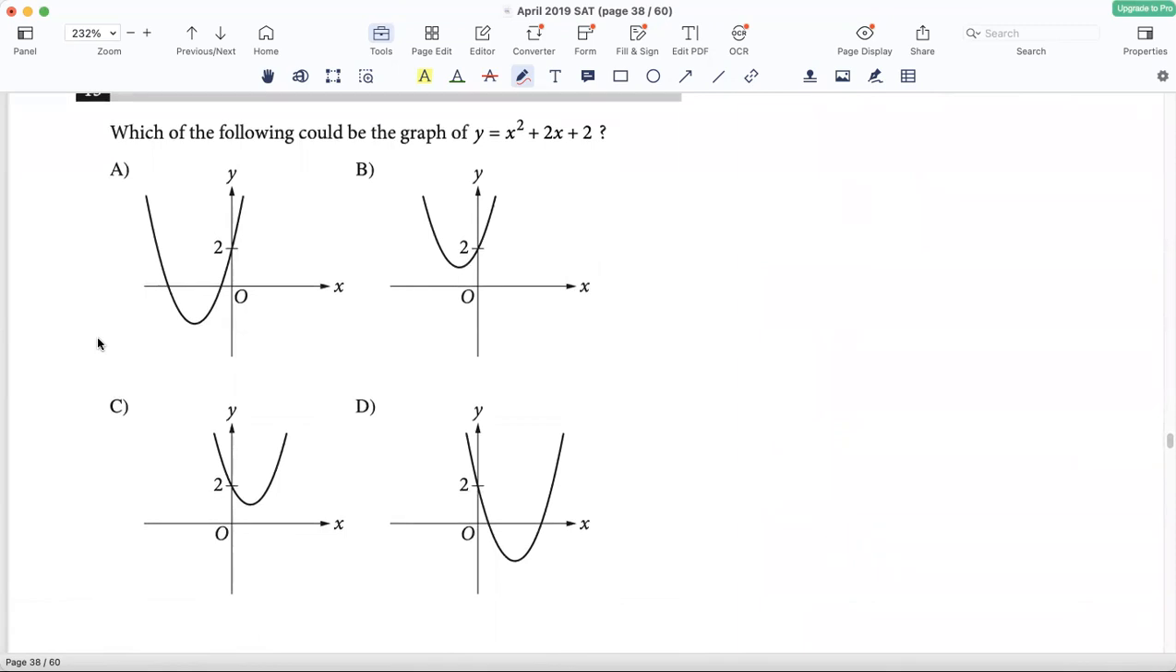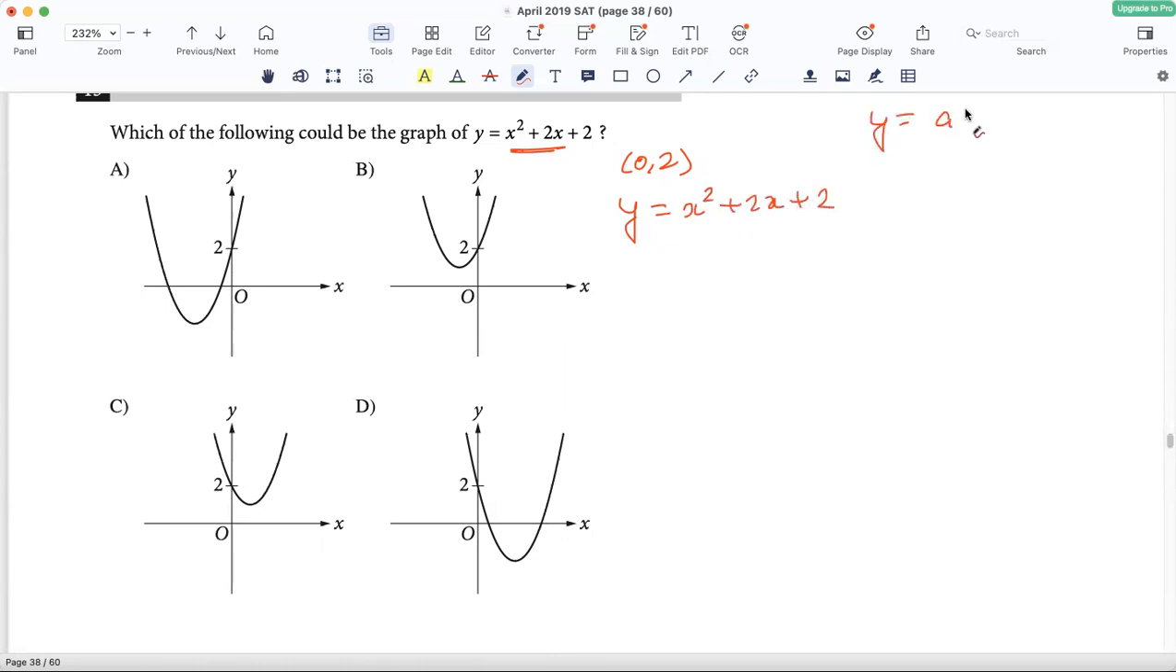Okay, which of the following could be the graph of y is equal to x squared plus 2x plus 2? So we know that the y-intercept for this would be (0, 2). But all the 4 options pass through (0, 2), so the y-intercept doesn't help me. Let's try and find the vertex. y is x squared plus 2x plus 2.